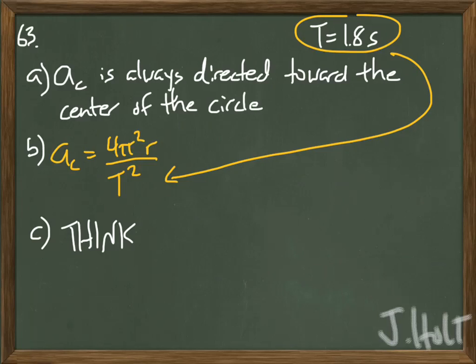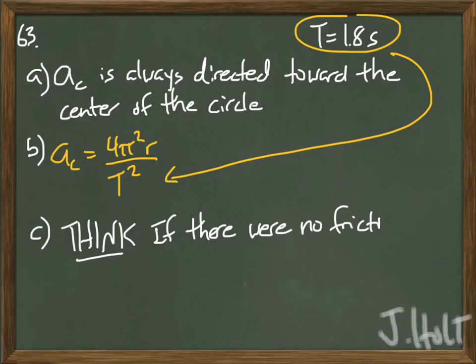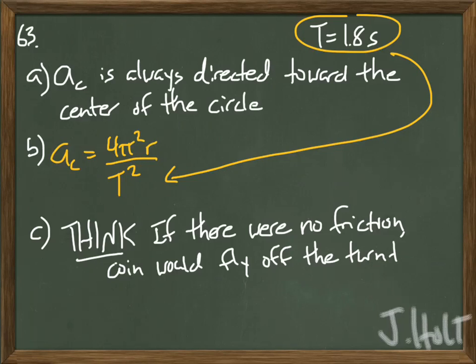Part C, what force is acting on the coin? Well, let's think about it. This is a coin sitting on a record player. If there was no friction, if your record was made out of ice, what would happen? Well, the coin would fly off. As soon as you started the record player, if your record was made of ice, your coin would just fly off the edge and land on the floor.